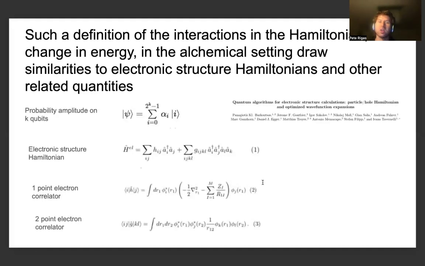In such a definition of the interactions of the Hamiltonian, like we had just mentioned, along with the change in energy and the change in the Gibbs energy or free energy in the alchemical setting, draw similarities to the electronic structure Hamiltonians and other related quantities.